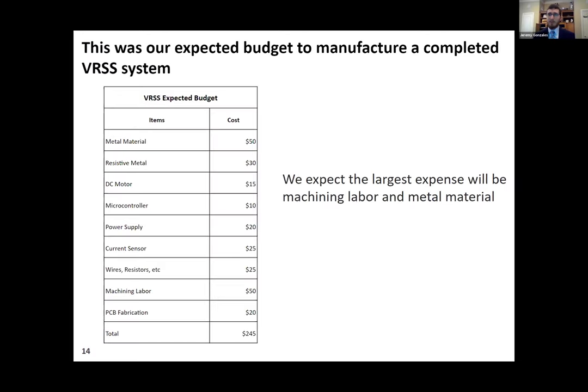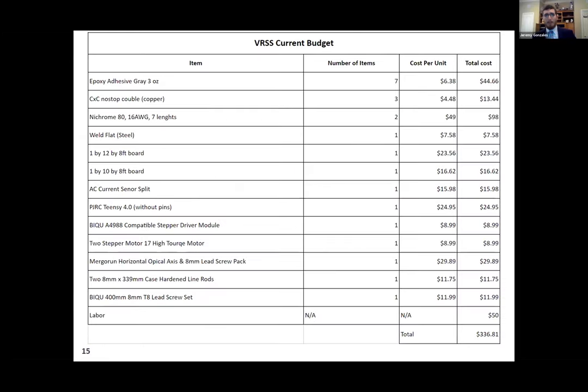This was our original budget. It's completely wrong. We ended up spending much more than this initial budget, but this is what was based off of other devices on the market and roughly what we thought we could pay for things. Moving on to the actual budget, the more important slide. Here you can see we spent $336.81, which is a little bit over our original budget by about 50%.